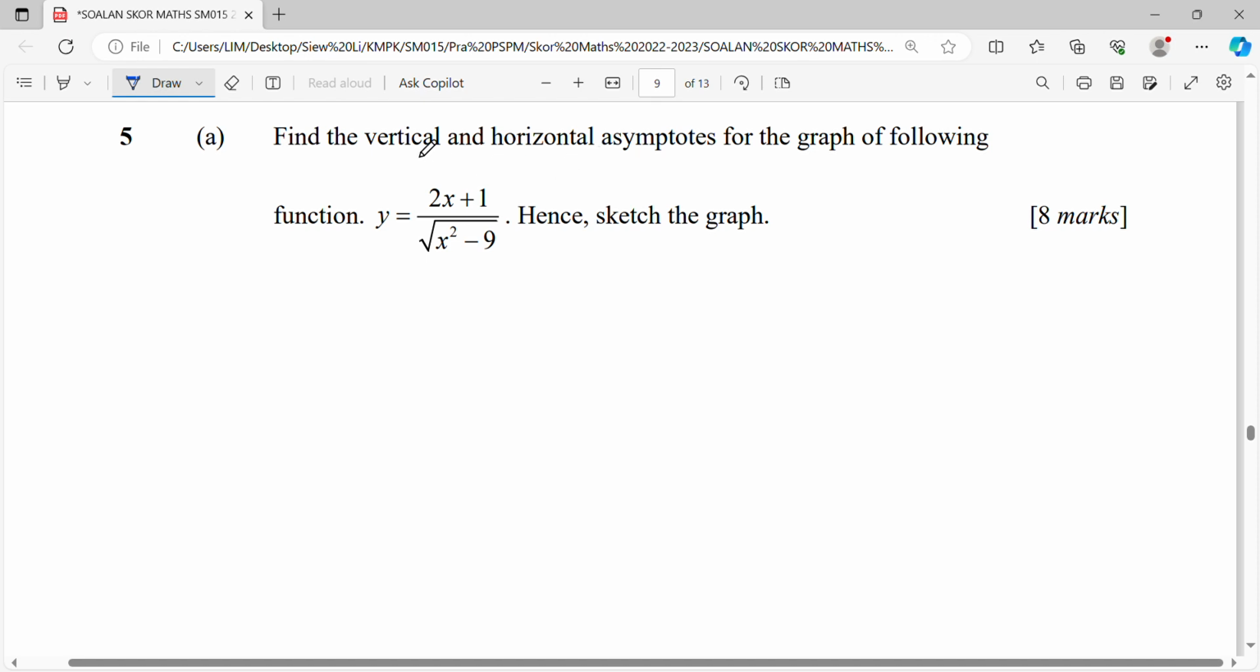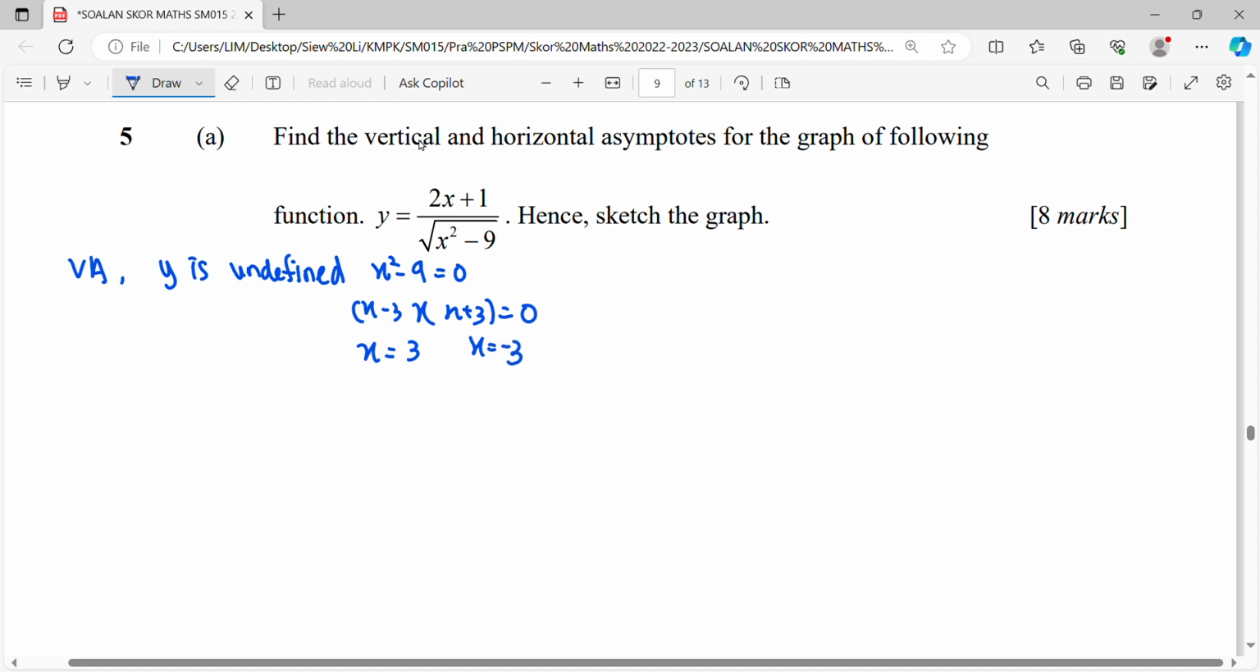To find the vertical asymptote, we start with where the function is undefined, when its denominator equals 0, which is x squared minus 9 equals 0. Then this is a quadratic, so we factorize. So we can see x is equal to 3, then x is negative 3. So we have to verify this.